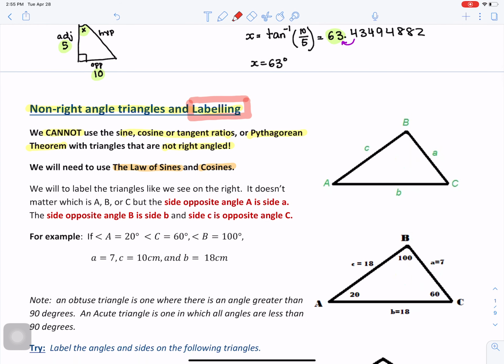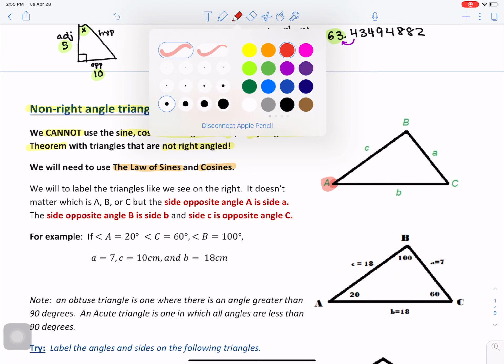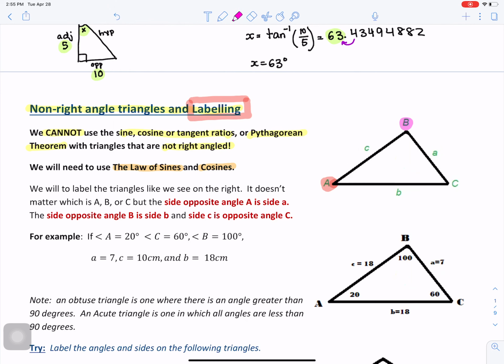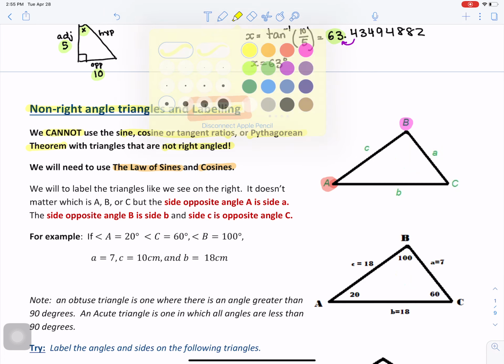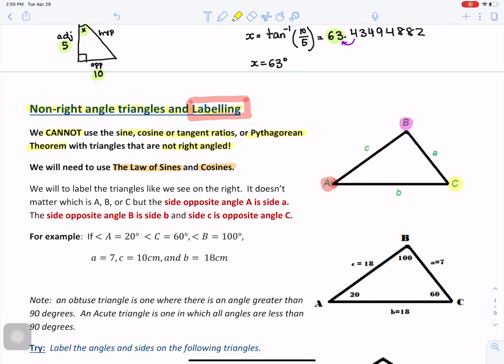To label a triangle, we have three vertices. I'm going to call one of the vertices A and highlight it red. I'm going to call one of the corner points, or vertices, B, label it B and highlight it pink. And one of the vertices C, and I'm going to highlight that yellow. Now the side that is opposite to the angle A, we use lowercase letters to label it lowercase a. So angle capital A associates with lowercase a.